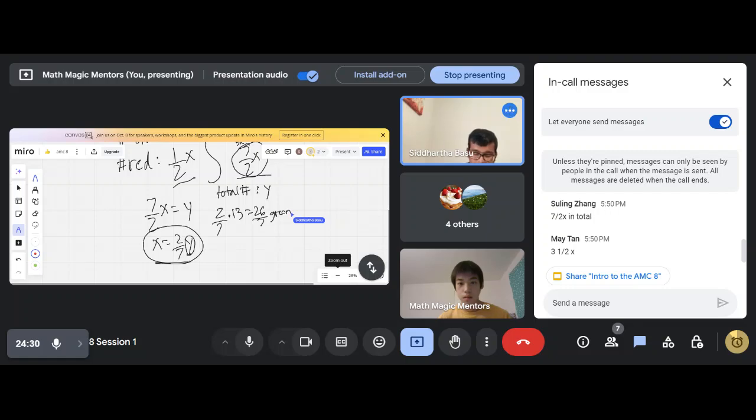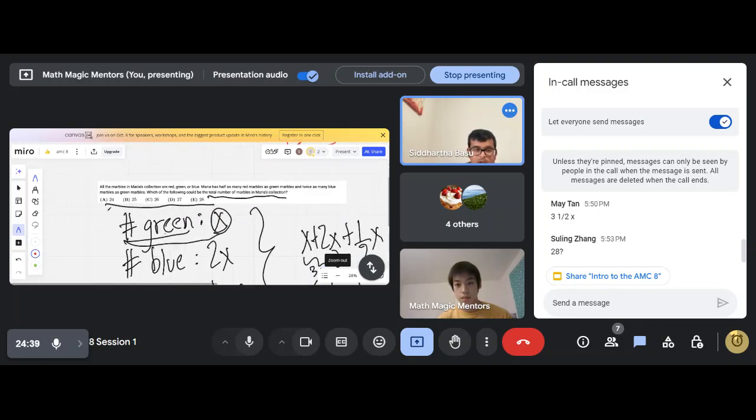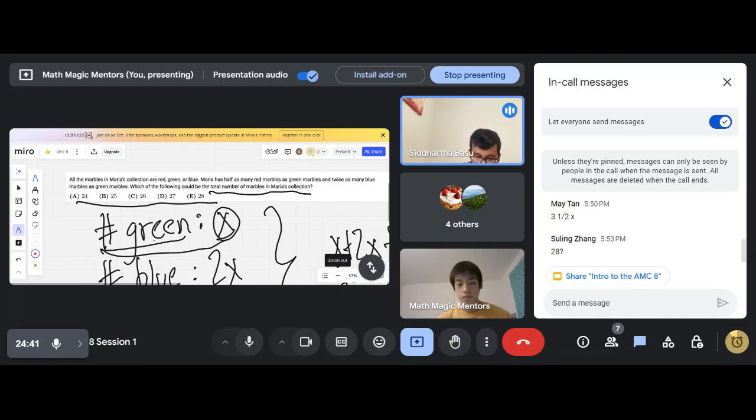So going back up to the answer choices, you scroll up to the answer choices. Looking here, we see 24. Can 24 be a possible total number of marbles?